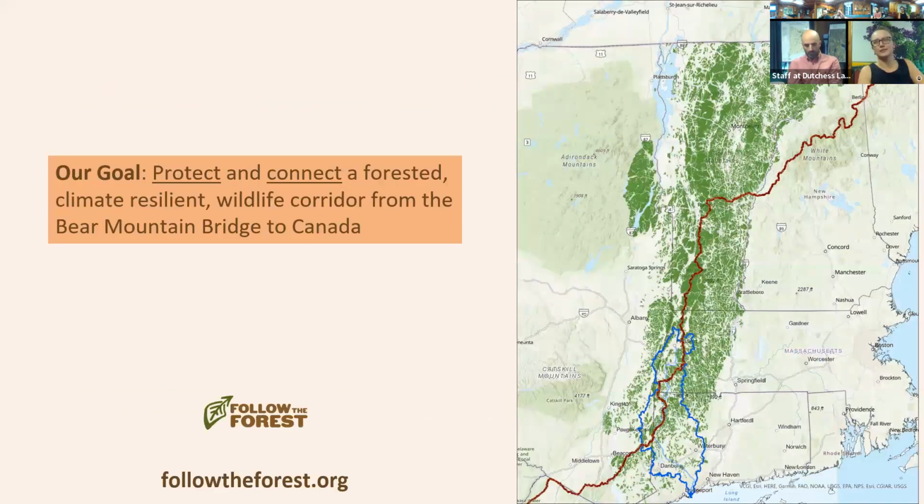So Follow the Forest is this big idea that we can protect and connect a forested wildlife corridor that you're seeing on the screen here. The green that's popping out at you a little bit are what we call core forests. These are large blocks of contiguous interior forest, over 250 acres in size, that we've mapped out throughout this landscape. We drew our boundaries at the Hudson River and the Connecticut River for a couple of reasons.